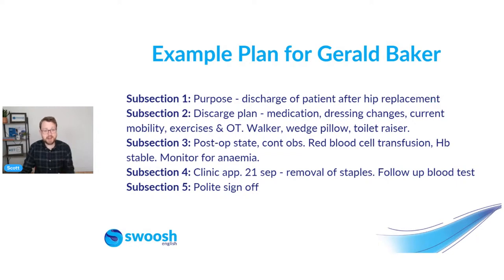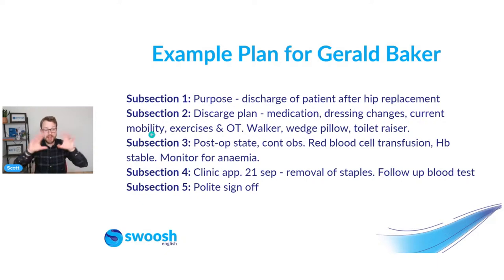That's the purpose and the care that we want to achieve afterwards, okay? Section two is then the discharge plan. So the medication, the dressing changes, the current mobility, the exercises, the OT walker, wedge, pillow, toilet razor. So all of the key things that need to happen next in the discharge plan, because that's what's going to happen. Then we have section three, which is the post-operative state, the continued observations, the red blood cell transfusion, high blood pressure stable, monitor for anemia, etc., etc.